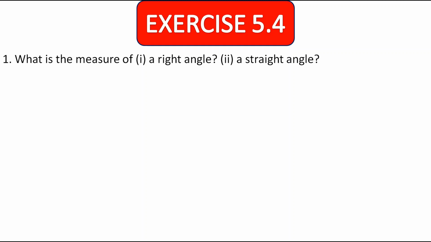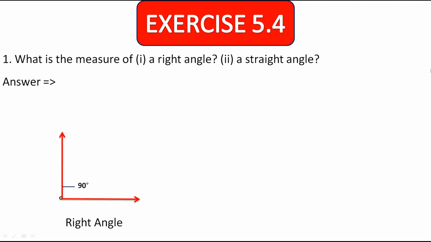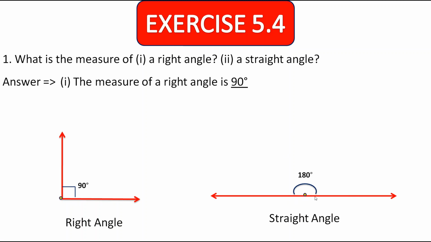So here I'll give you a brief definition of right angle and straight angle. This is a right angle which exactly measures 90 degree. So the measure of a right angle is 90 degree. And here this is the straight angle which exactly measures 180 degree. Therefore the measure of a straight angle is 180 degree. Okay. Now let's move to the second question.